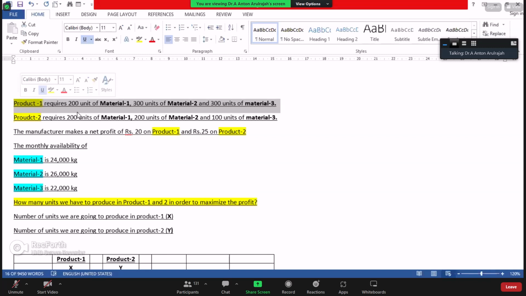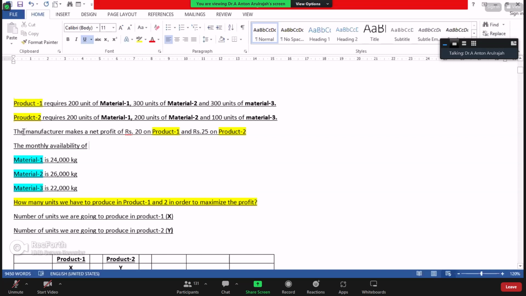Per unit requirements are given. And also for product two, the per unit requirements from the perspective of material one is 200 units. Again, material two also 200, and material three at 100 units. These are the per unit requirements for the batch.